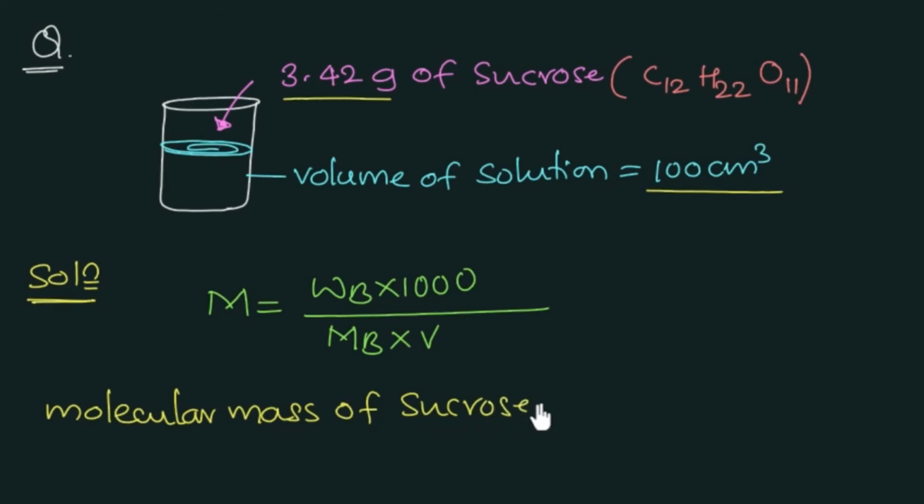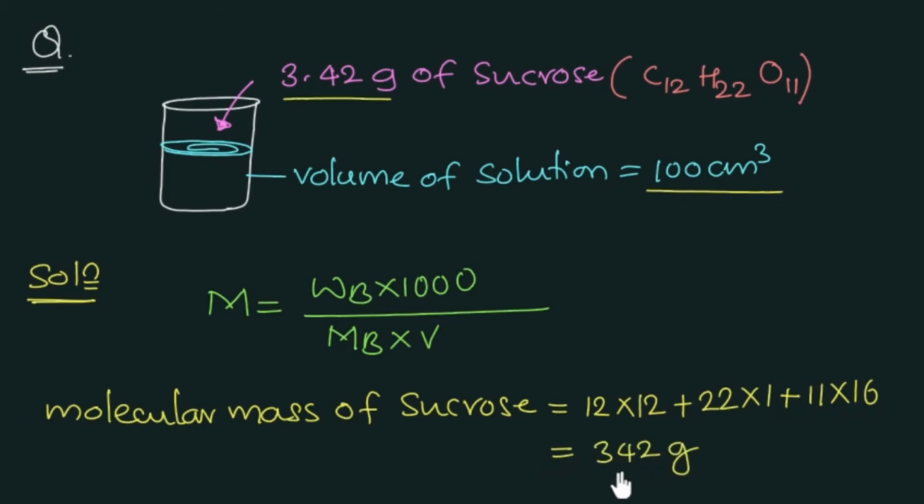We needed this first. Sucrose, what do we have here? 12 carbons are there, and each carbon has atomic mass 12, plus 22 hydrogens, each hydrogen having mass 1. Just consider it is actually 1.008, but let me take it as 1, plus 11 oxygens, each oxygen atom having atomic mass 16. Overall I get 342 grams, or AMU you can take that. That is 342 grams per mole, the molecular mass of sucrose.